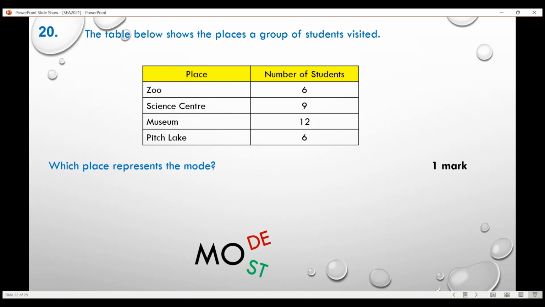But look at the question. When they're asking for the mode, it is not the number of students. It is which place that most students visited. And the place that most students visited will be the museum. So that is the mode.